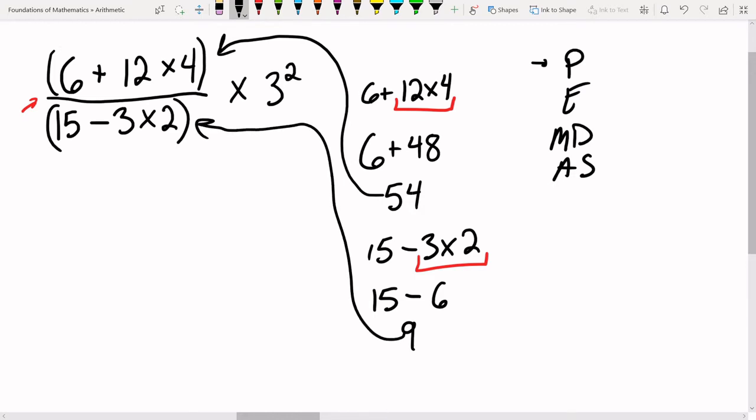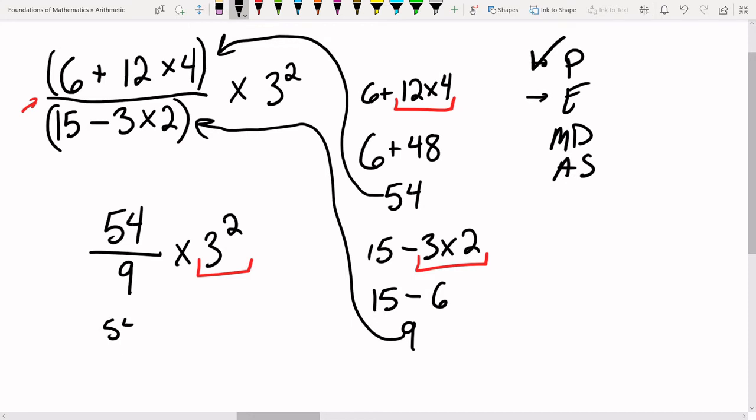So let's write what we have now. We have 54 on top over 9 on bottom times 3 squared. Okay, that means parentheses are done. There's no more parentheses in our original problem. We can move on to exponents. And we do have some exponents. Well, just one, I should say. 3 squared. 3 squared is 3 times 3, which is 9. Okay, exponents are done. Let's move on to multiplication and division.